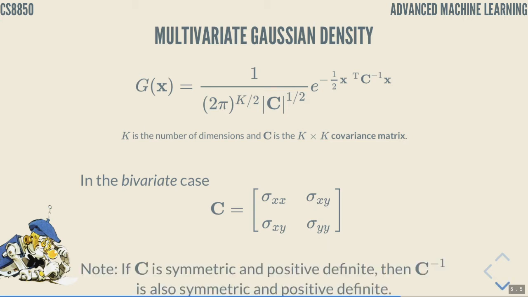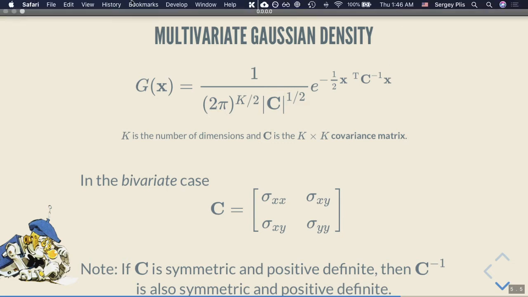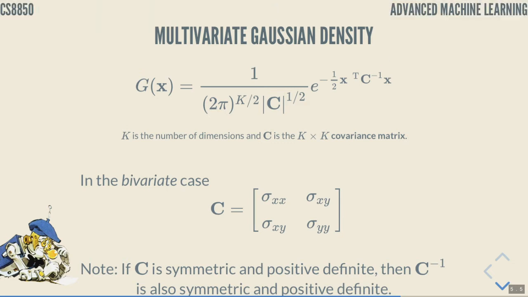So note, if C is symmetric and positive definite, then C inverse is also symmetric and positive definite. Can you prove that? Okay, pause here, try to prove it.